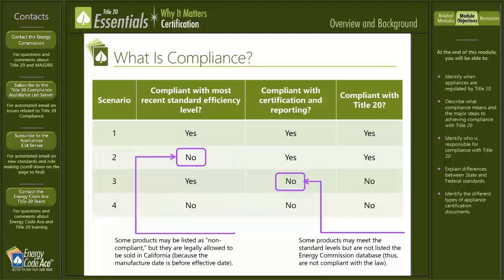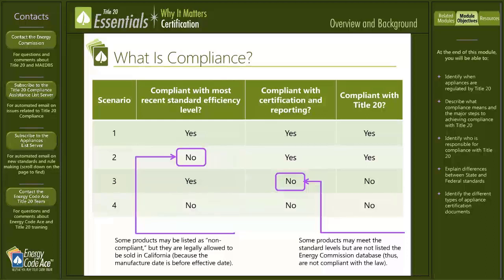In scenario one, it's pretty straightforward. If a product is compliant with the most recent standard efficiency level and is successfully listed in the appliance efficiency database, it is compliant with Title 20. In scenario two, if a product is not compliant with the most recent standard level, but was manufactured prior to the current standard and meets the standard that was in effect at the date of manufacture, and is successfully listed in the appliance efficiency database, it is compliant with Title 20.